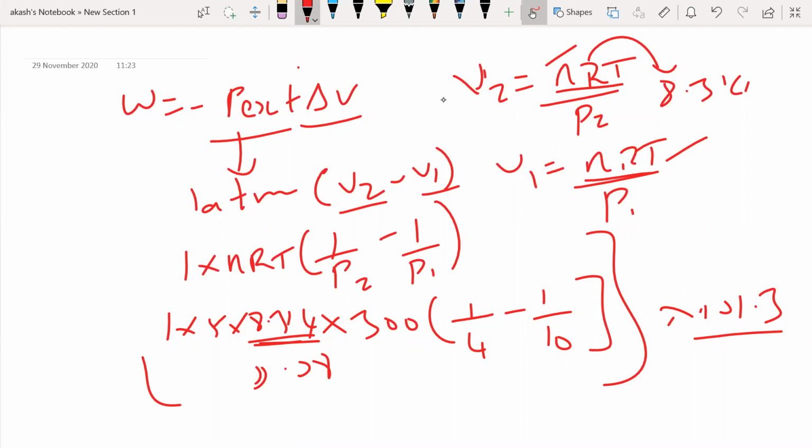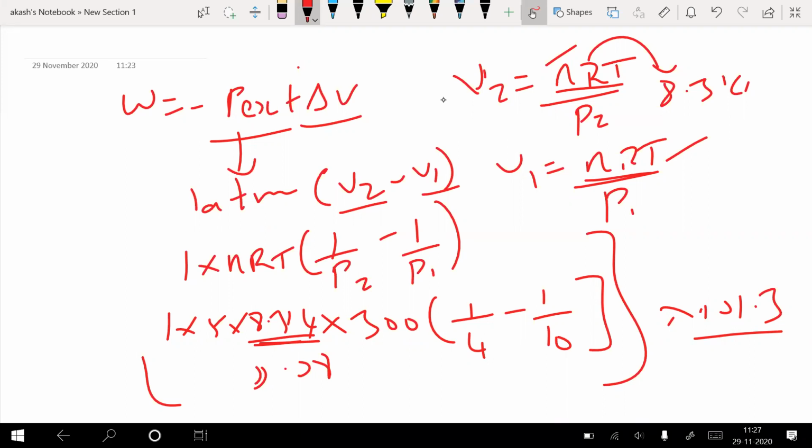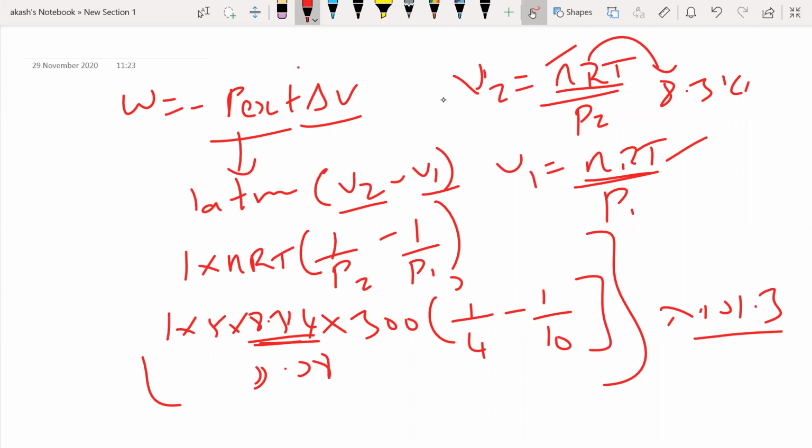Right. So I think we will not waste the time in calculating QL. I just want to do one more problem. I can do the calculations later. Approximately, I can tell you 1 into 5 into 8. I can just put the 8.314 as 8 itself. 5 into 8 will become 40. 40 into 300 will become 1200. 0.25 minus 0.1 will become 0.1.